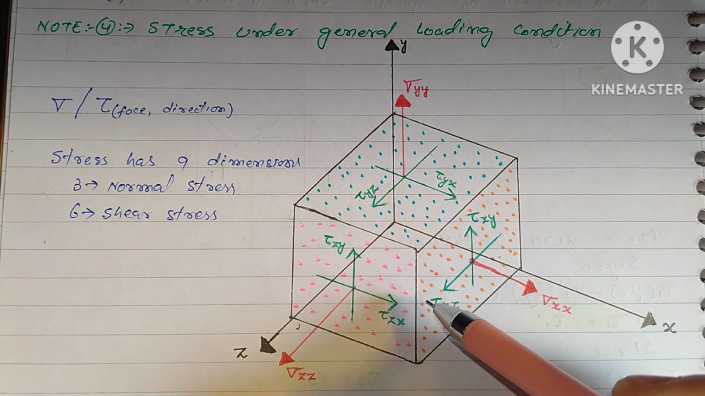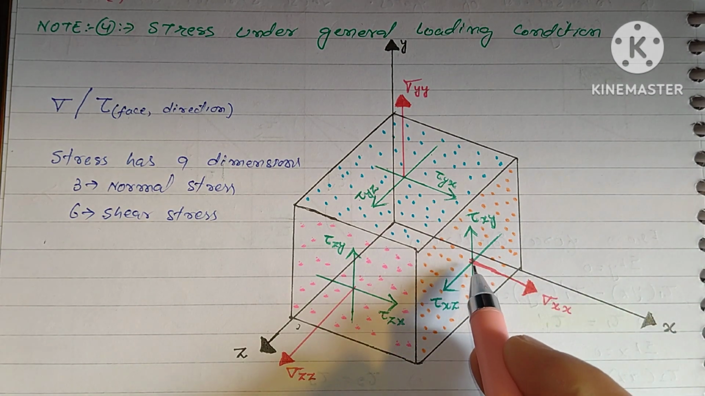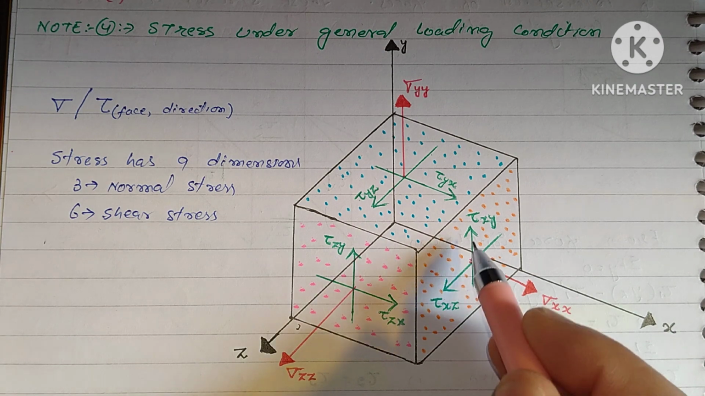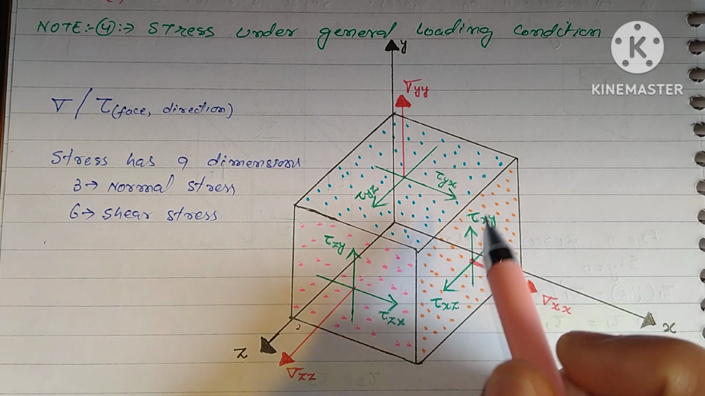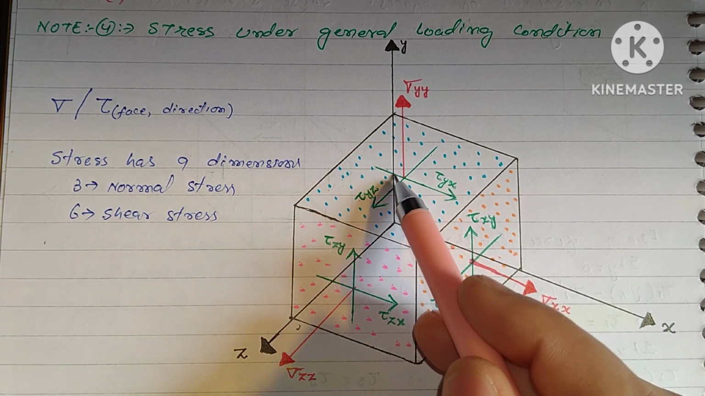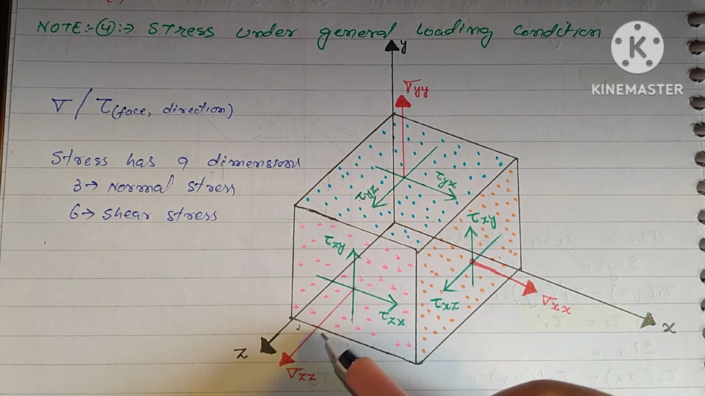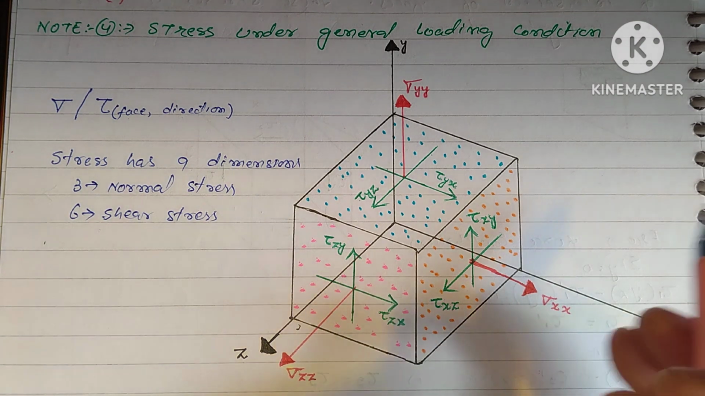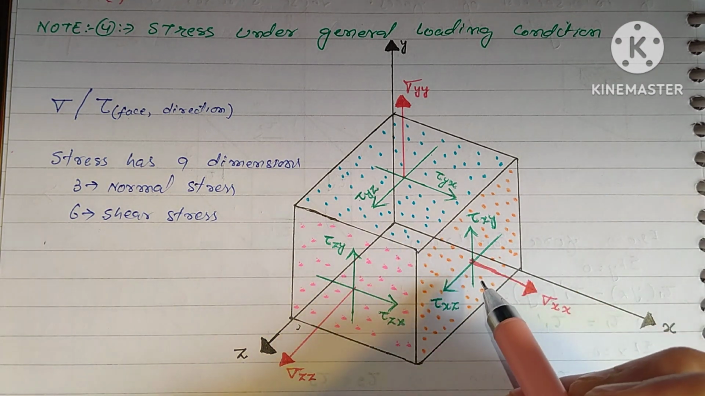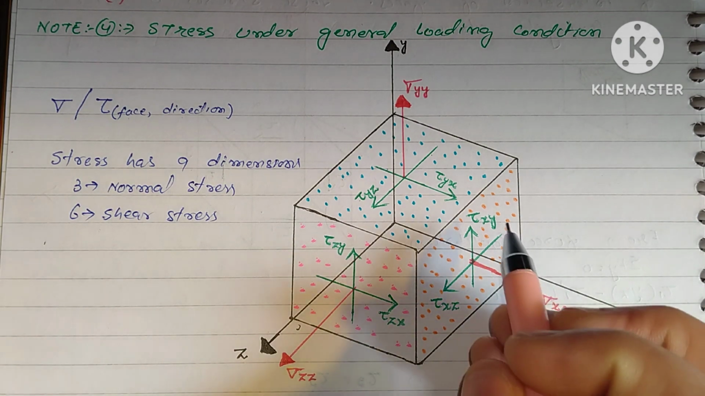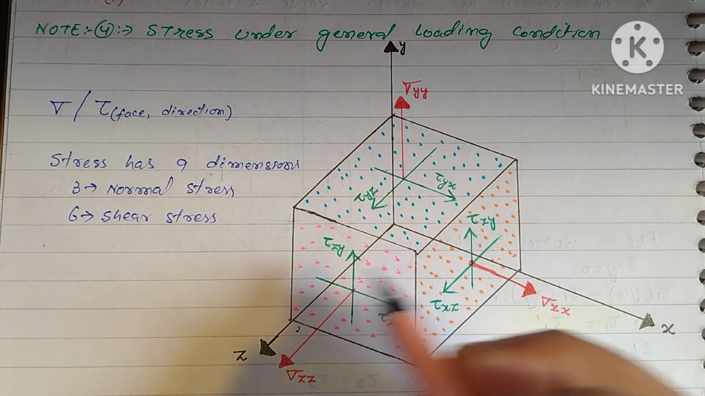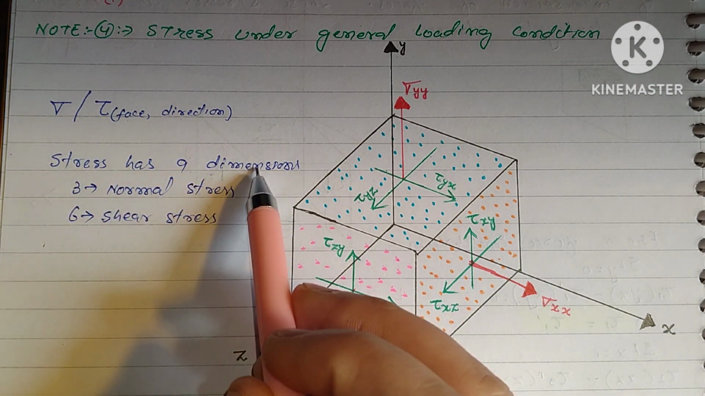Every phase is subject to three types of stress. One is normal stress, and two are parallel stresses, that is shear stresses. This is also subject to one normal stress and two shear stresses. And the z phase is also subject to one normal stress and two shear stresses. So every phase is subject to three types of stresses, out of which one is normal and the other two are shear stresses. So stress has 9 components.